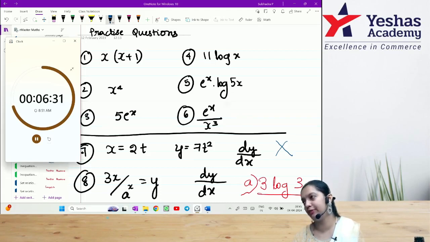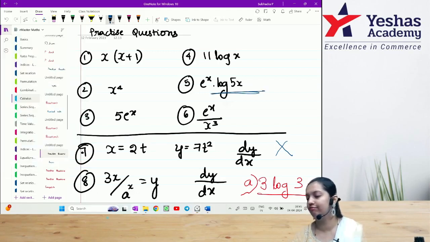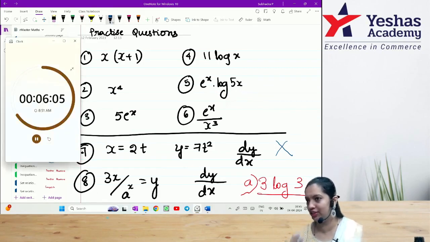Just correct it as 1 by 5x into 5. Fifth one, you don't know. Max background students know it. Purposely, I gave the fifth one from a different topic. It's not like the way you generally do it. I haven't taught you. I want you to make the mistake so that you learn.